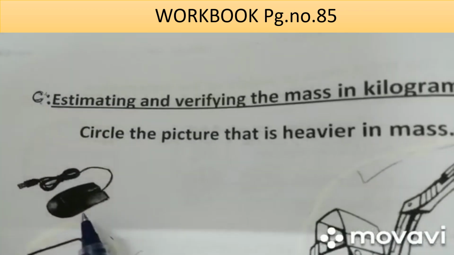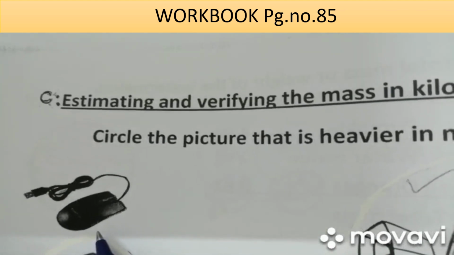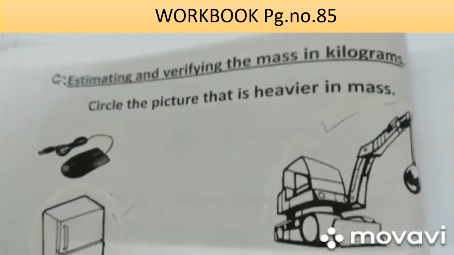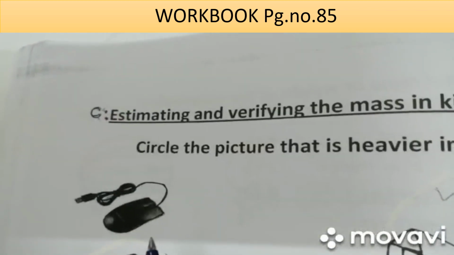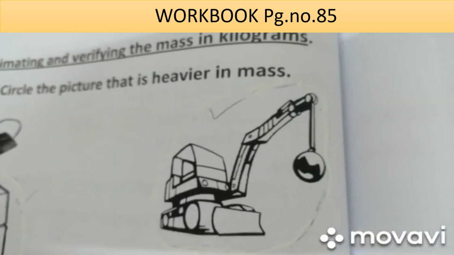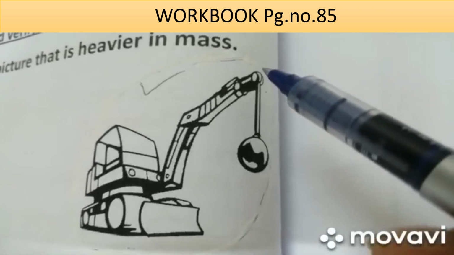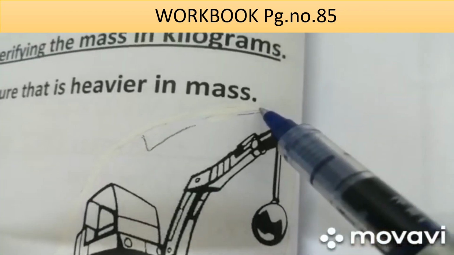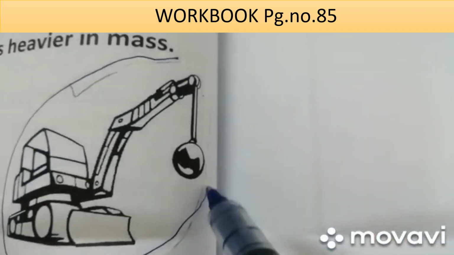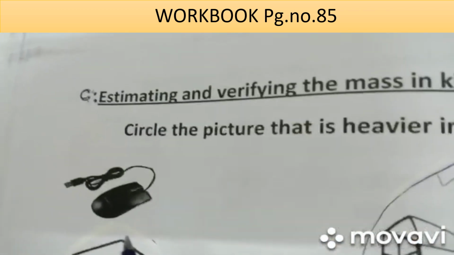So let us start. What is this? Yeah, exactly. This is a mouse which we are using for laptops and computers. And what is this? This is a crane. Can you tell me which one is heavy? Crane is heavier or mouse is heavier? Yes, exactly. Out of the two, crane is heavier than mouse because its mass, its weight is heavier than mouse. So we will circle crane. Okay, let us circle it. So crane is heavier than mouse.